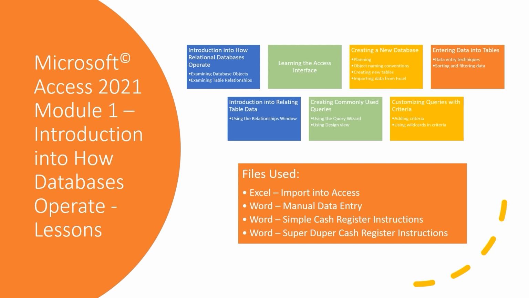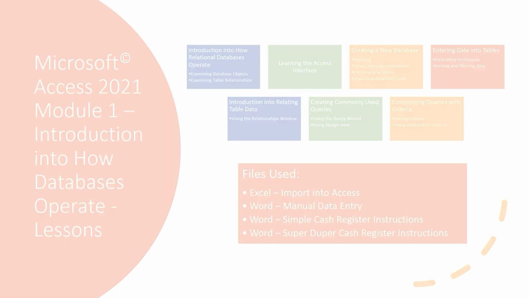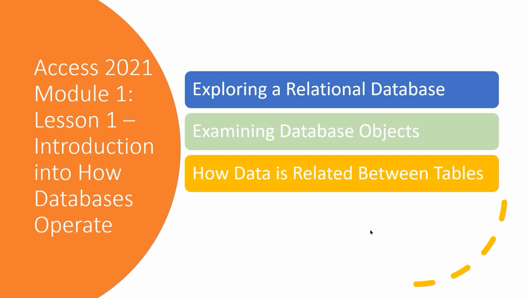In this module, we're going to use some files that are in your video description. So we have an Excel file called Import into Access. We have 3 Word files: manual data entry, simple cash register instructions, and super duper cash register instructions. You may want to pause the video, grab those files, put them in a folder that's convenient for you on your system.